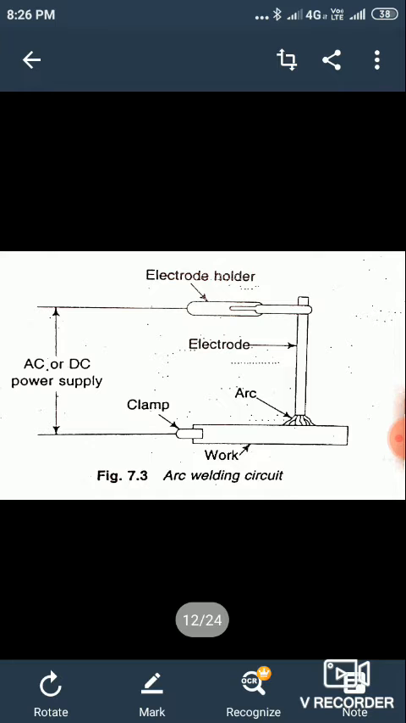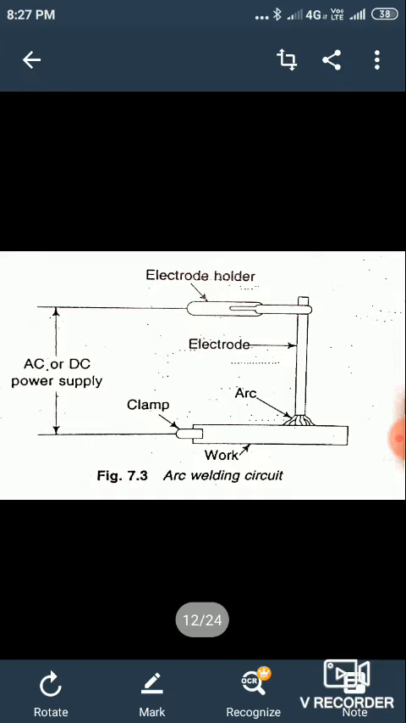DCSP, or direct current straight polarity. In DC current we are using DC generators for controlling the voltage and current, and in the case of AC alternating current we are using transformers. So according to polarity we will deal with DCSP, DCRP, and AC polarity.